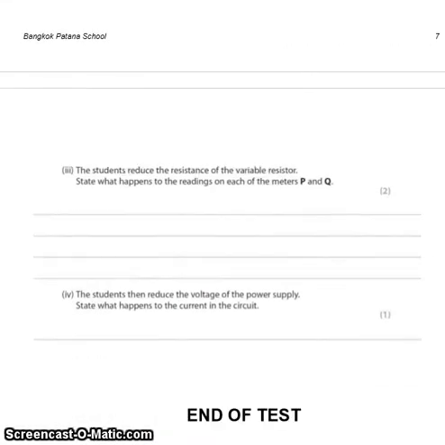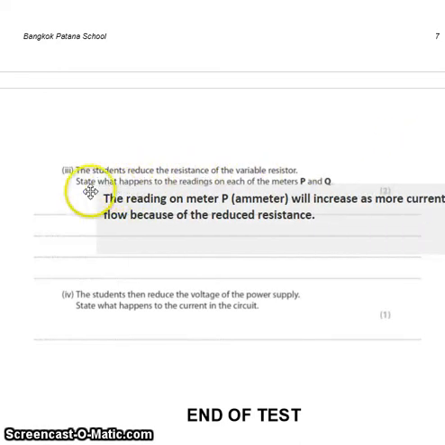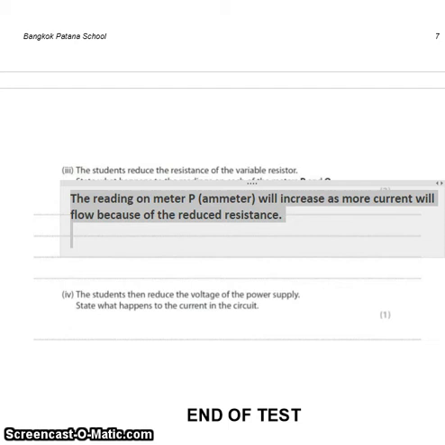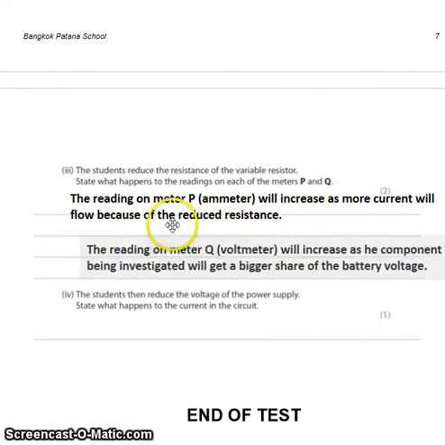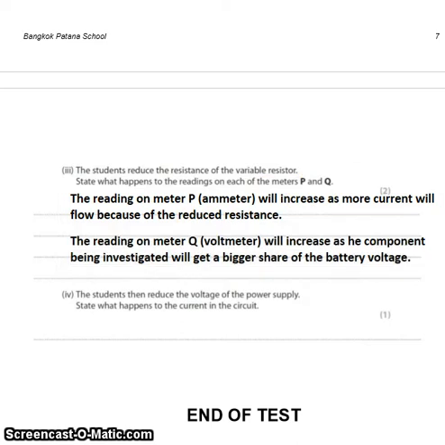The kind of answers I'm looking for is just to state this, but here I'm stating it and explaining it too. The reading on meter P, the ammeter, will increase, that's where you get your mark, and the reason for that is more current will flow because you've got a reduced resistance in the circuit. And also the reading on meter Q, the voltmeter, is going to increase, because the component being investigated will get a bigger share of the battery voltage. Remember, that voltage is shared between the two of them, and if you lower the resistance of the variable resistor, you lower its share of the voltage.